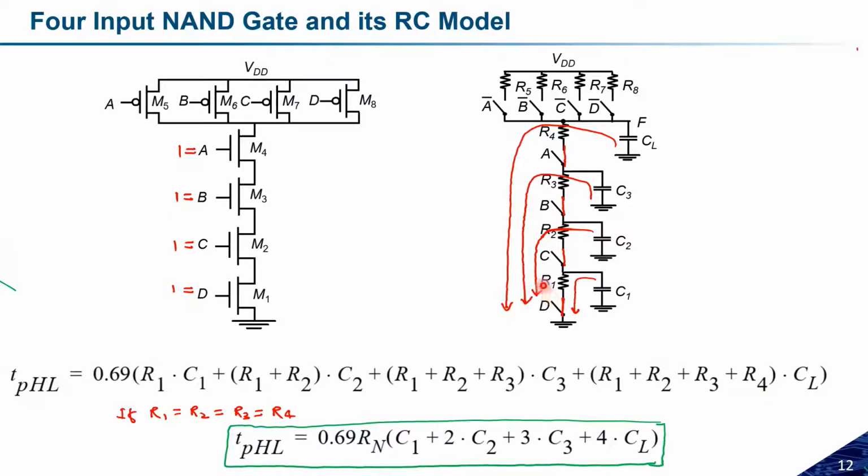So if I can reduce this R1 with more values, like if I can keep the size of this transistor M1 maximum, and then somewhat lower size for M2, then somewhat lower size for M3, then somewhat lower size for M4, like progressive sizing we can do, in that case these components will be reduced.